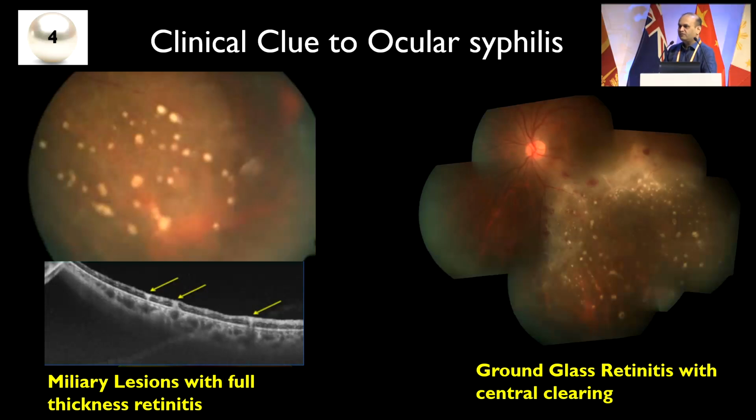And the good part about syphilis is, it is the one disease which we can completely cure. So patients with poor visual acuity end up having a miraculous recovery to as much as 20/20 in a lot of these cases.